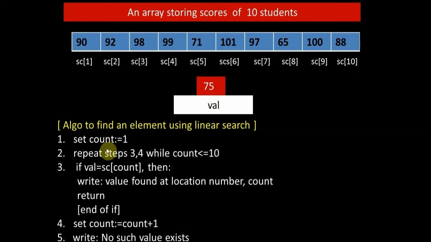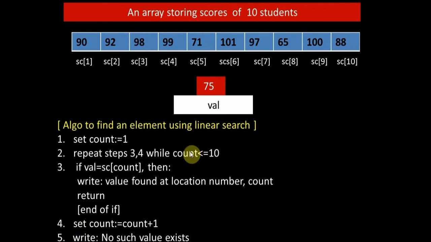So let's go to the algorithm. So the loop is going on. Last comparison is, is val equal to SC9? No. Okay, this was the second last comparison. After that, the value of count will be incremented by 1. It will become 10. It will go up.